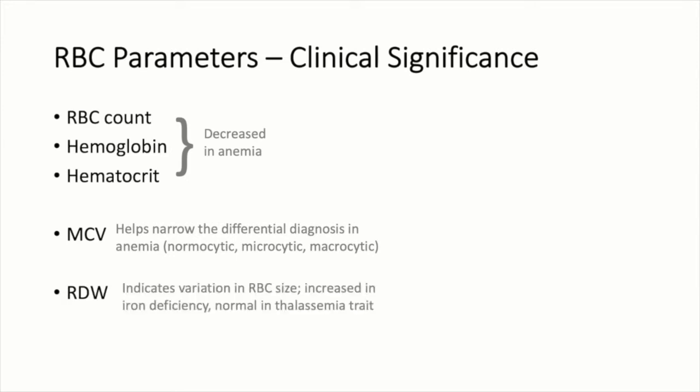RDW, or red cell distribution width, again, this is going to indicate a variation in red blood cell size. So one situation in which this is useful is in the case of a microcytic anemia. In iron deficiency anemia, we tend to see an increased RDW because we have a lot of cells that are differing in size, whereas in thalassemia trait, the cells are pretty uniform in size, and so we would expect to see a low RDW.